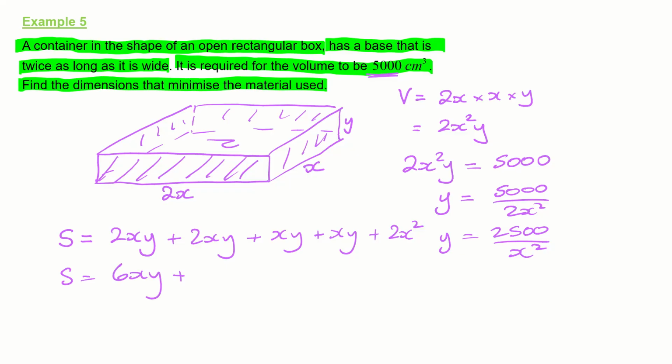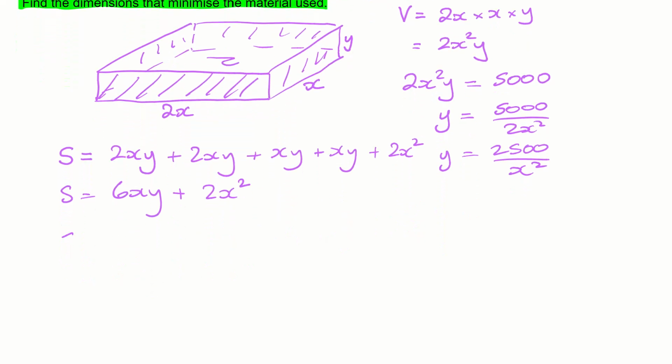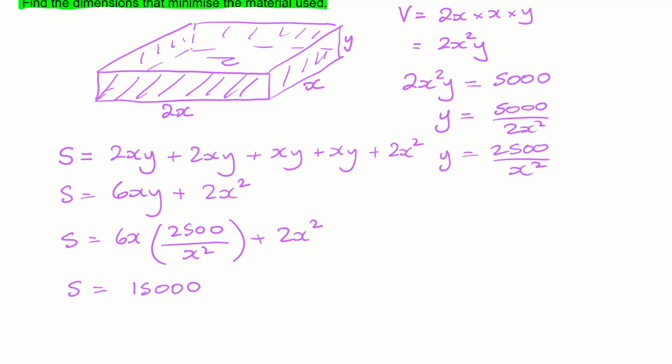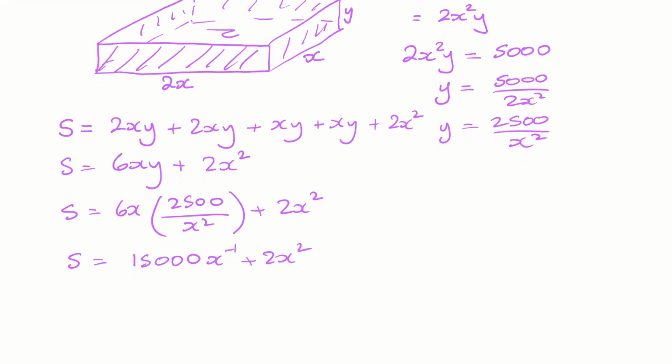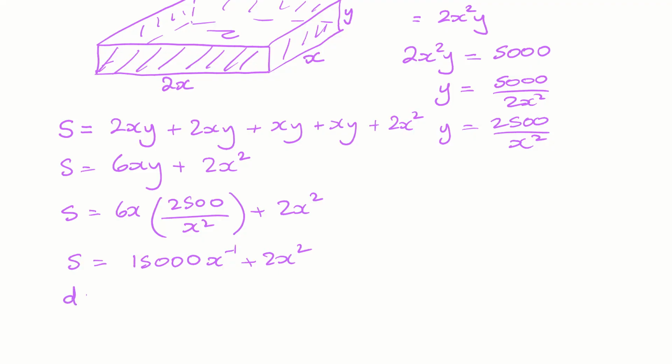So that is going to be altogether 6xy plus 2x squared, which is 6x times 2,500 over x squared plus 2x squared, which simplifies to 15,000 over x, or x to the negative 1, plus 2x squared. Now we want to minimize the surface area.